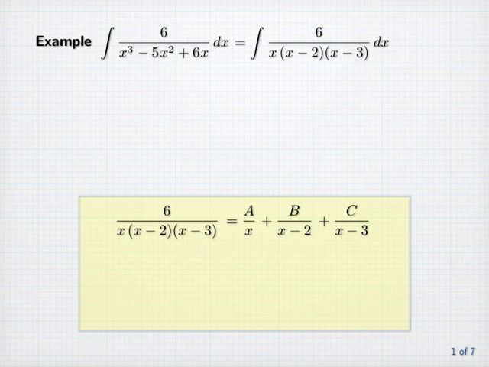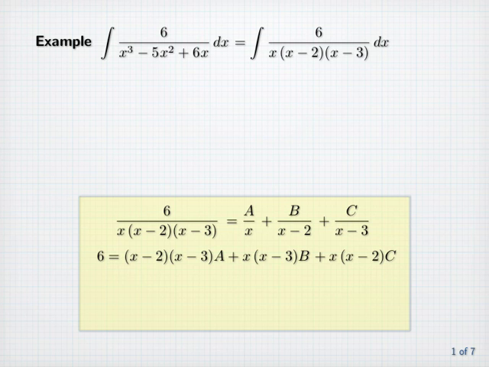So let's find a, b, and c by first multiplying each side by the denominator on the left. That leaves 6 on the left, and the first term on the right becomes (x minus 2) times (x minus 3) times a after cancellation of x. The second term becomes x times (x minus 3) times b after cancellation of (x minus 2). And the third term becomes x times (x minus 2) times c after cancellation of (x minus 3).